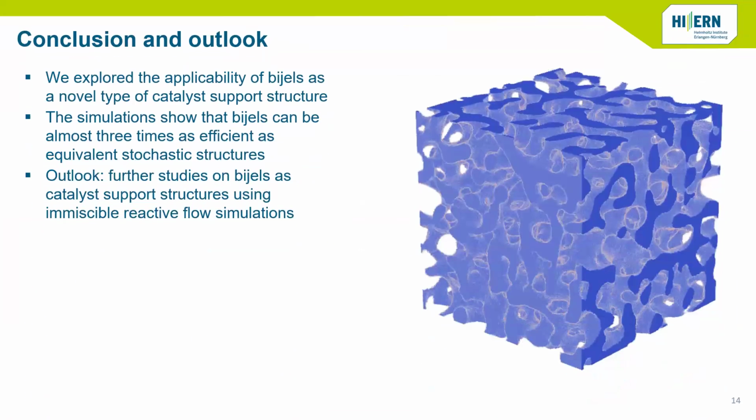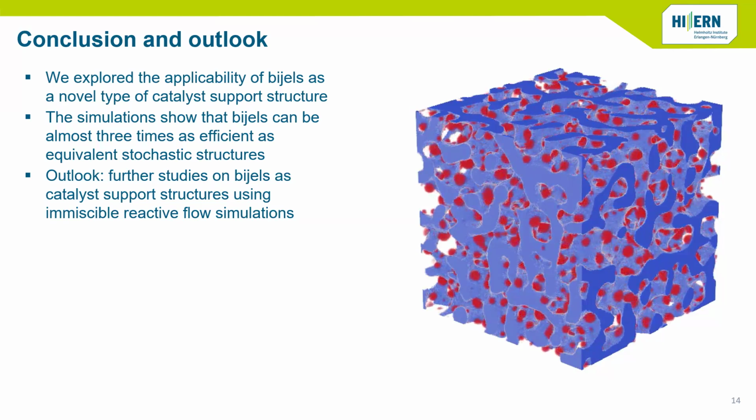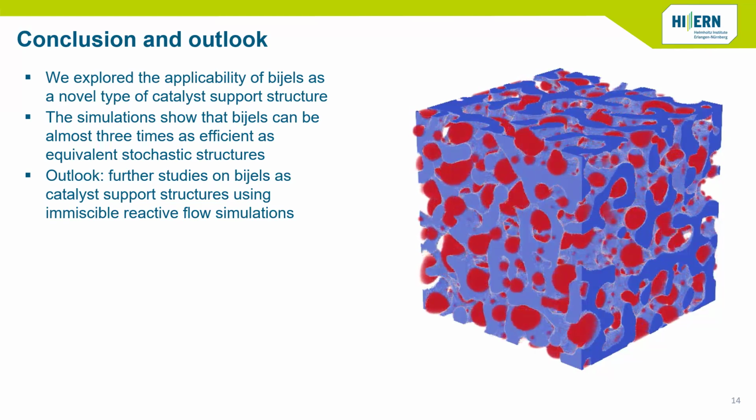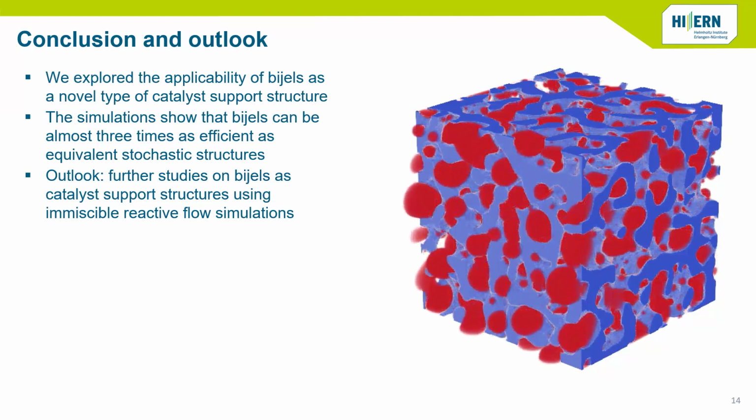That brings me to the conclusion and outlook of the talk. We explored the applicability of Biegels as a novel type of catalyst support structure. And the simulations show that these Biegels can be almost 3 times as efficient as equivalent stochastic structures. What we would like to do in the future is also to look further into the applicability of these Biegels for immiscible reactive flows, in particular these gas generation reactions. And for this, I have the following teaser video, where you can see these bubbles forming and then moving towards the structure. With that, I would like to thank you for your attention, and if there are any questions, I would be happy to answer.